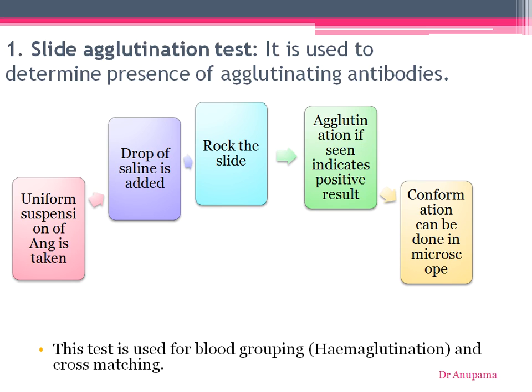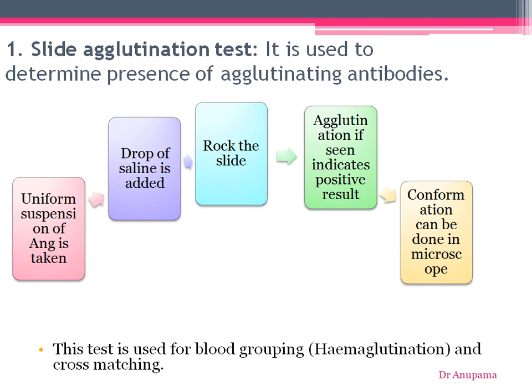First, let us see the slide agglutination test. It is used to determine the presence of agglutinating antibodies. Coming to the protocol that is involved, a uniform suspension of antigen is taken, a drop of saline is added, and then it is rocked. To this you add antibodies and then again rock it. You see agglutination, which indicates positive results. And the confirmation of agglutination you can see under the microscope.